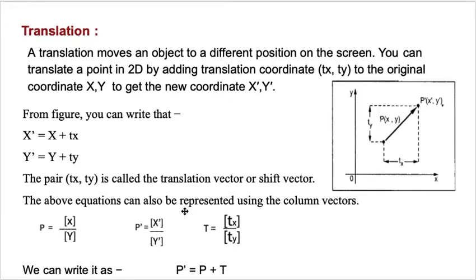The above equation can also be represented using column vectors. We can say in column vector form, P is x over y, P dash is x dash over y dash, and T is tx over ty. We can write it as P dash equal to P plus T, because x dash is x plus tx and y dash is y plus ty. So we can write P dash equal to P plus T.